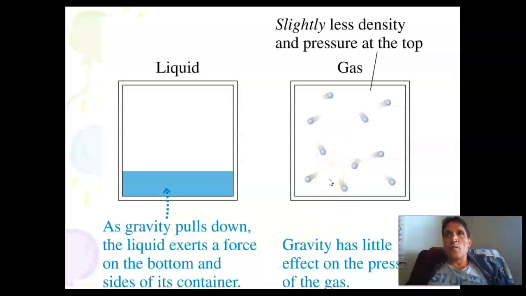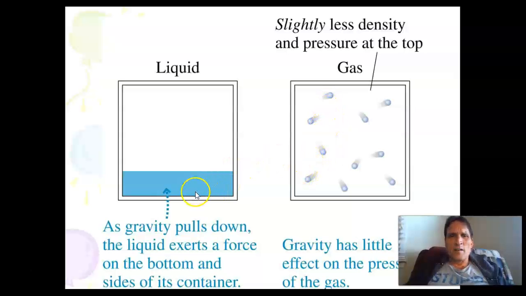This is not true if we have a column of atmosphere. The pressure decreases with altitude, as we know. But with a small enough volume, it doesn't really change with height. It's the same uniformly. Now, with a liquid, it's different.